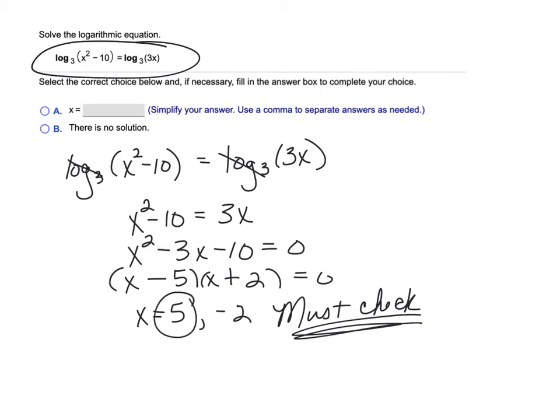But when you plug in negative 2, you have negative 2 squared is 4, minus 10 is negative 6. Okay? You can't get negative 6. That does not make sense. Therefore, negative 2 cannot be part of the solution. So we only have one answer. So please remember, in this case with logs, you need to check.